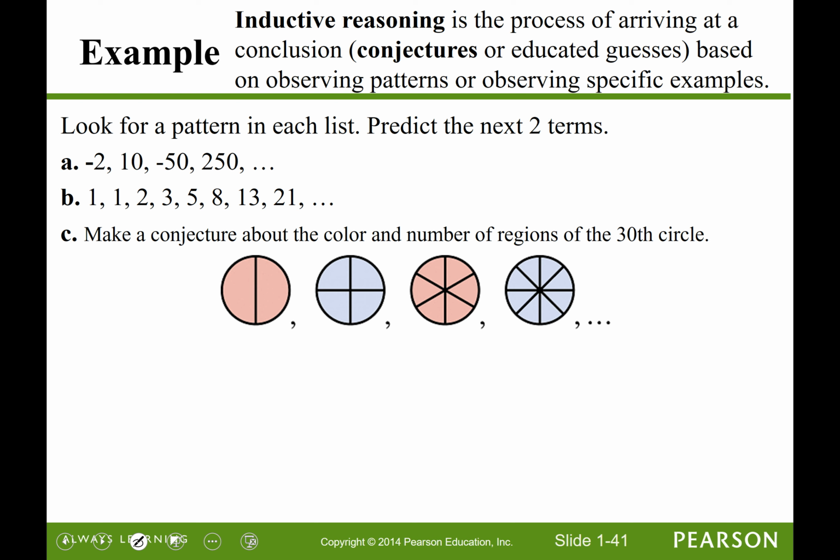All right, look for a pattern in each list. Predict the next two terms. List A is our first list, and our first term is -2, followed by 10, followed by -50, followed by the term 250, and we are supposed to predict using inductive reasoning what the next two terms are going to be.